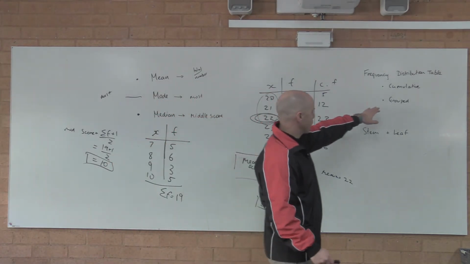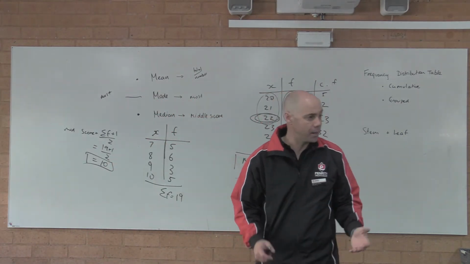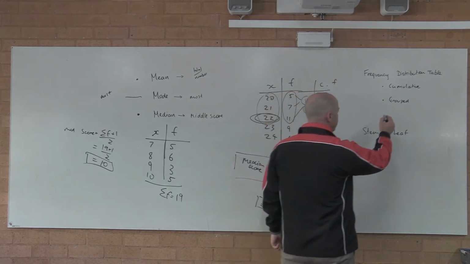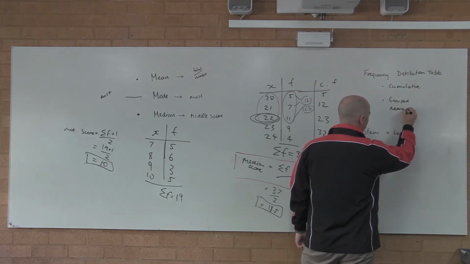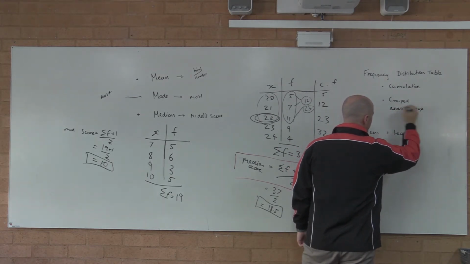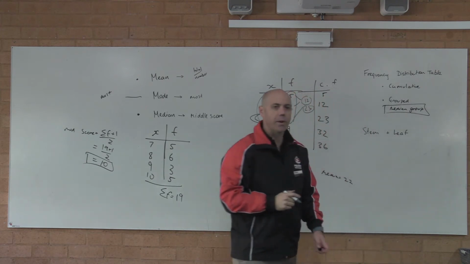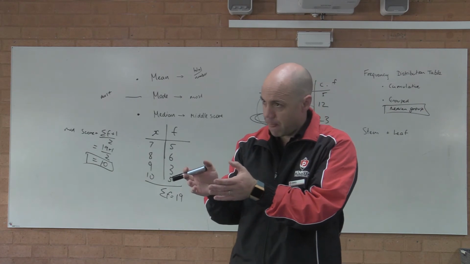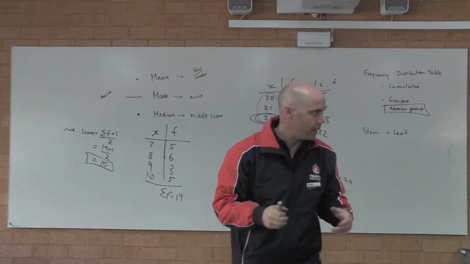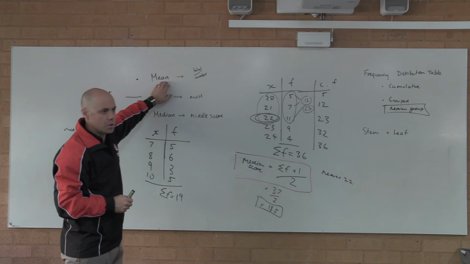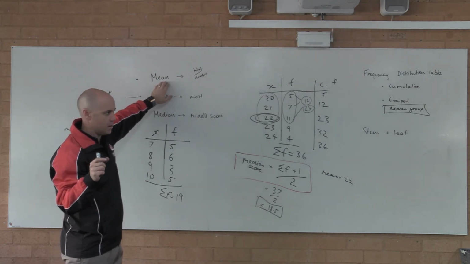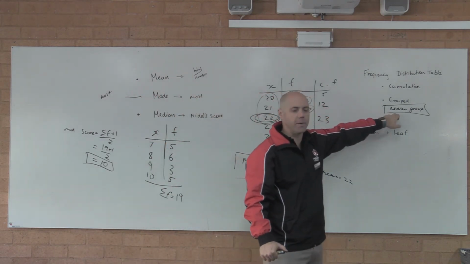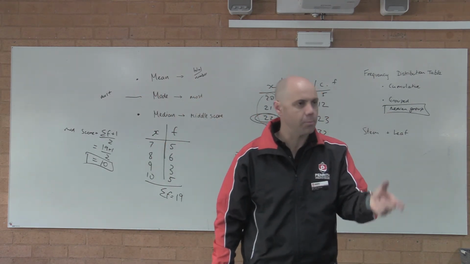A grouped frequency distribution table, like we had yesterday, sometimes we do them in groups. And so we do the same thing again, except we're going to give a median group. When the data is already grouped, you give your median as a group. You give your mode as a group. Your mean, you still have a single number for a mean, but for a median, you'll give a median group. If it's a grouped data table, give a median group.